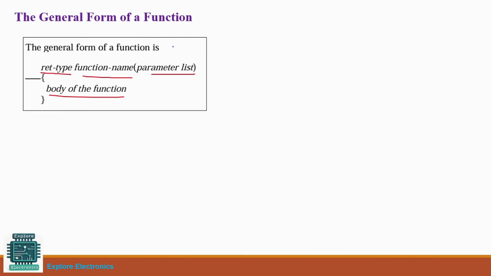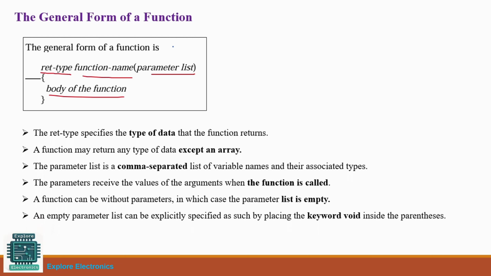Fine. Now let us go into depth. Here the return type specifies the type of data that the function returns. A function may return any type of data except an array. A parameter list is a comma separated list of variable names and their associated types. If more than one parameter is there, they should be separated by a comma operator. The parameters receive the values of the arguments when the function is called.